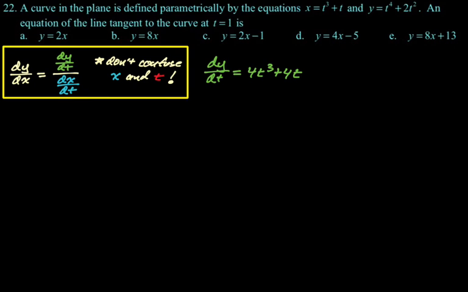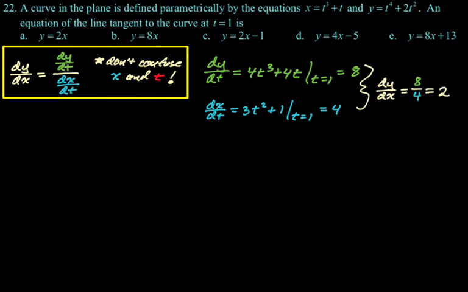So power rule gives me 4t cubed plus 4t, and then dx dt. Oh, sorry, we evaluate that at t equals 1. So plug in 1, you get 4 plus 4 is 8. dx dt, power rule gives us 3t squared plus 1. Evaluate that at t equals 1, gives us 3 plus 1, which is 4. Overall, dy dx will be dy dt divided by dx dt, so 8 over 4, which is 2. So now we know the slope, which means if you look at the answer choices, we're either going to be picking A or C. But we have to keep going anyway.